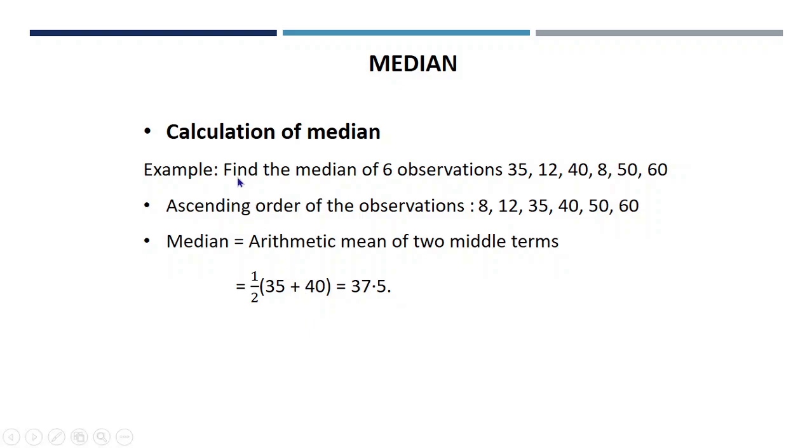Another example, find the median of 6 observations: 35, 12, 40, 8, 50 and 60. First arrange these elements in ascending order. We will get 8, 12, 35, 40, 50 and 60. So median is equal to the arithmetic mean of these two middle terms. These are the two middle terms. So the arithmetic mean of these two means 35 plus 40 divided by 2, which is 37.5.